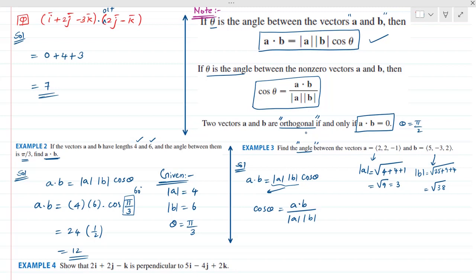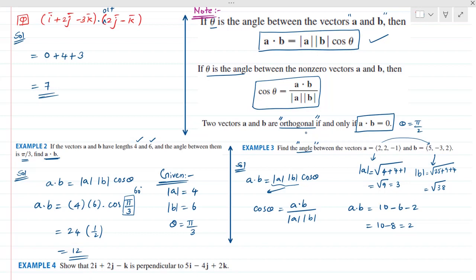Before substituting these values, I have to calculate one more thing, which is the dot product of A and B. What is the dot product of A and B? Multiply this part, you will get 10. Now 2 into minus 3 is minus 6. Then minus 1 into 2 is minus 2. So the answer will be 10 minus 8, which is equal to 2.